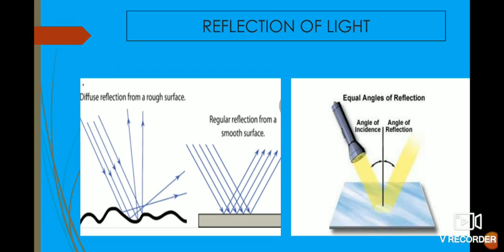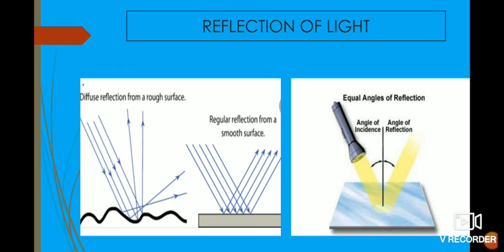This is what happens when light falls on an object. It bounces back. This is called reflection of light. See the left hand side picture. What do you see? If the surface is irregular, when the beams of light fall on it, they bounce back in different directions. We call this reflection diffuse reflection.